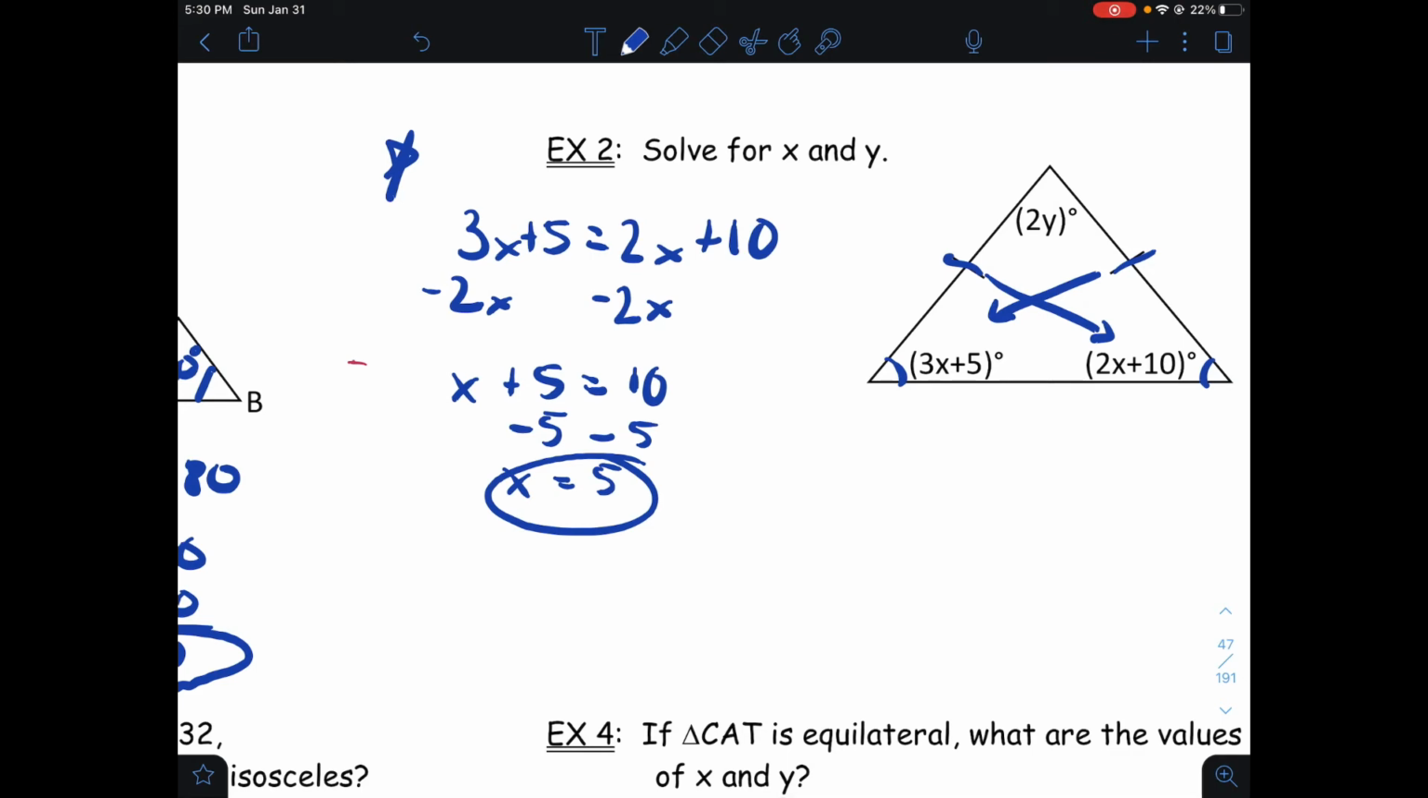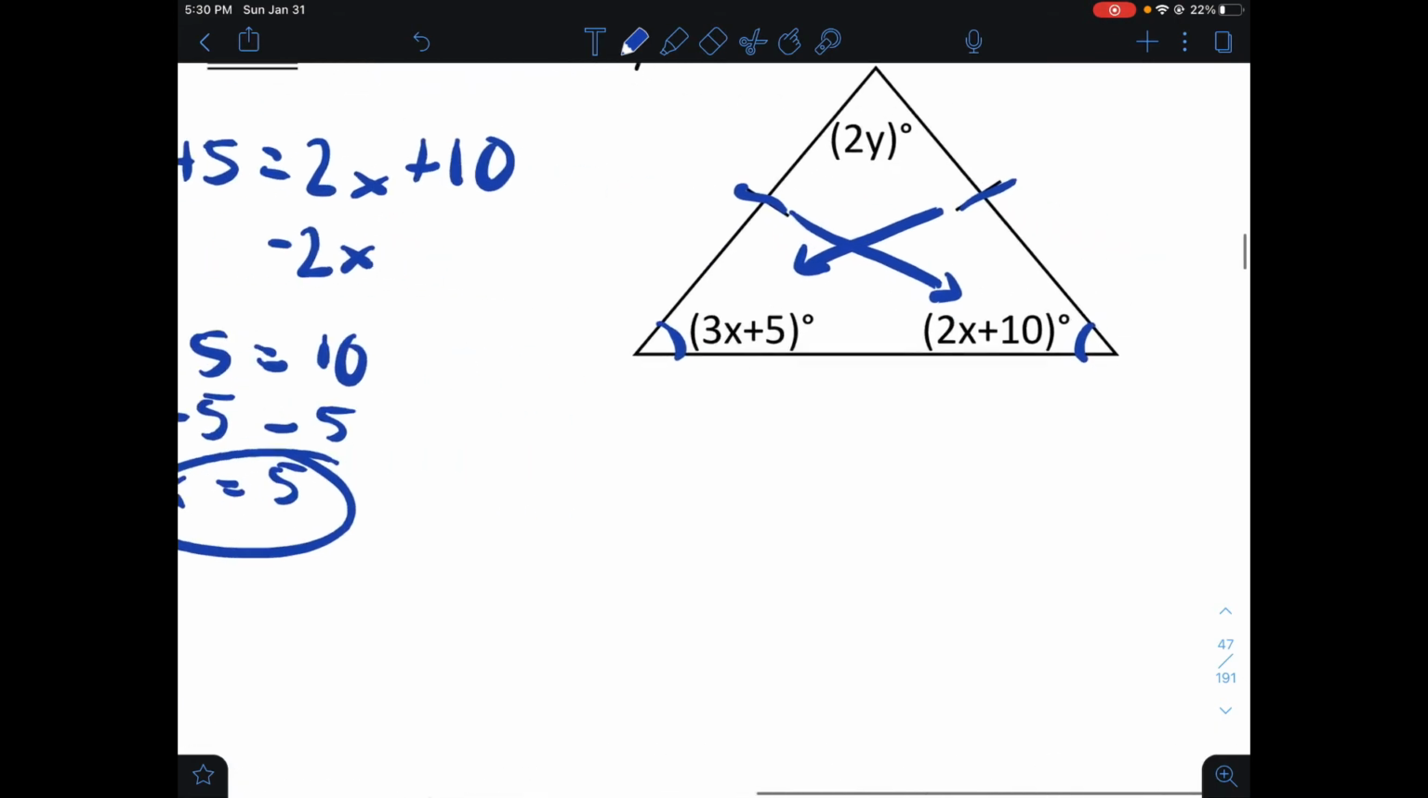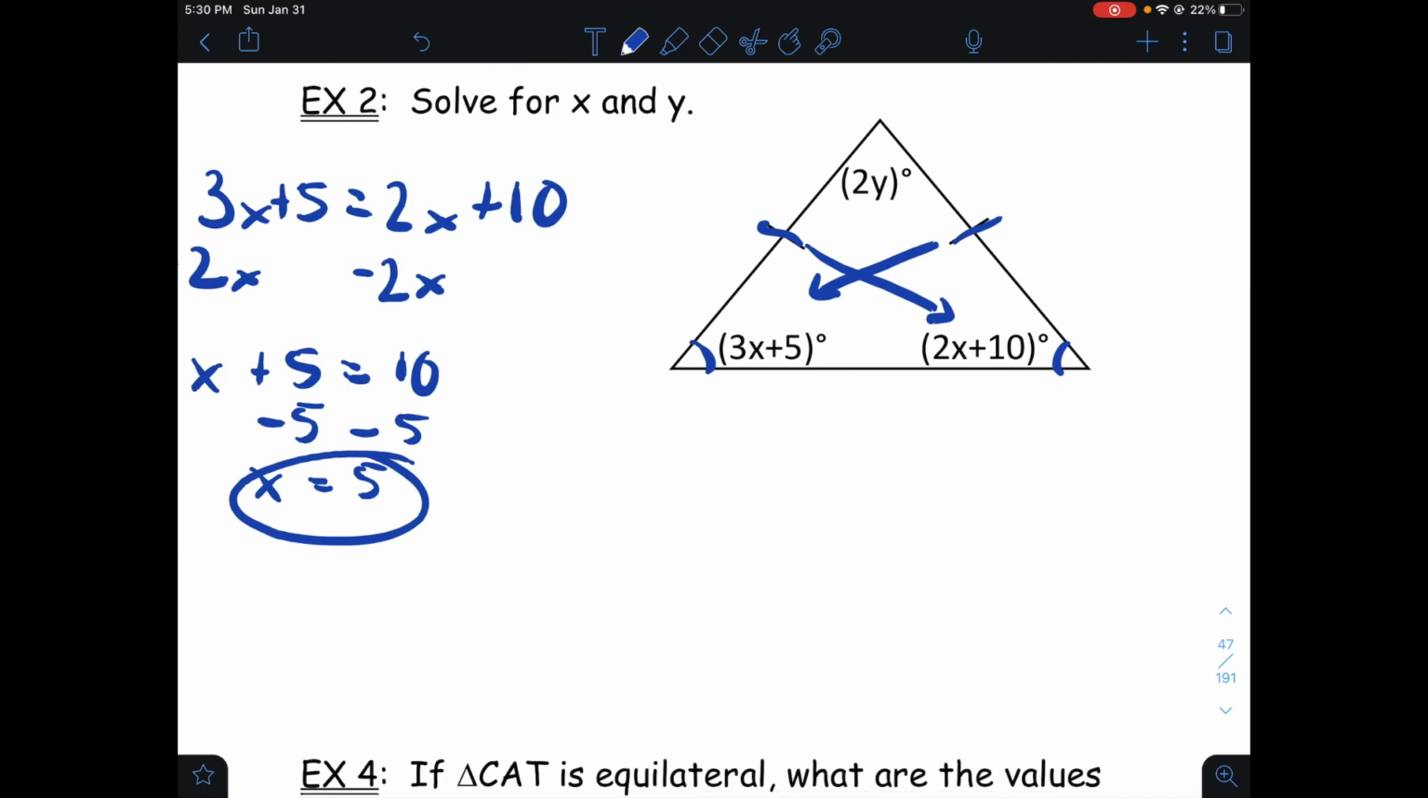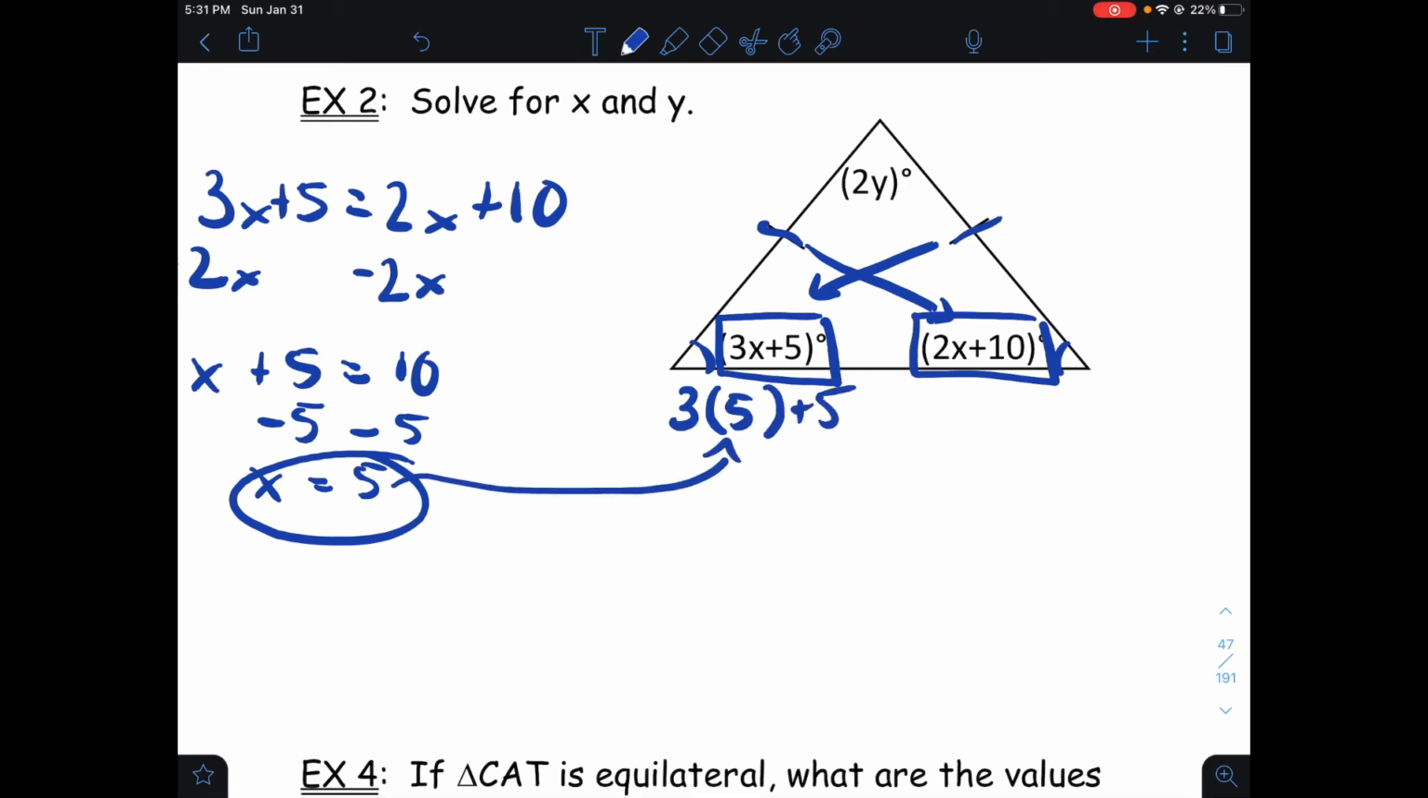So now we need to go ahead and solve for y. So what we can do here is figure out what these angles are equal to. If we know what x is, we can go ahead and plug in. So for this guy, we could do 3 times 5 plus 5. So all I did here was plug in the x value.